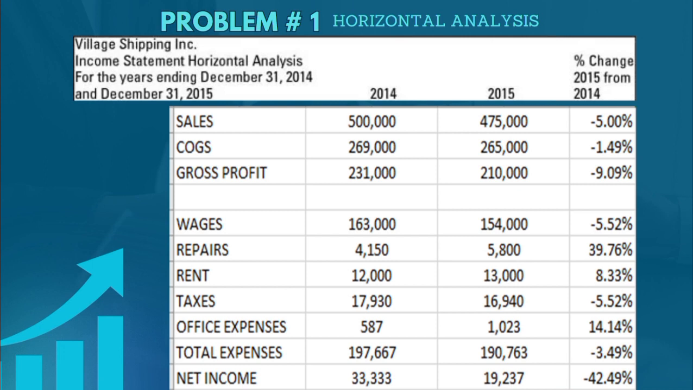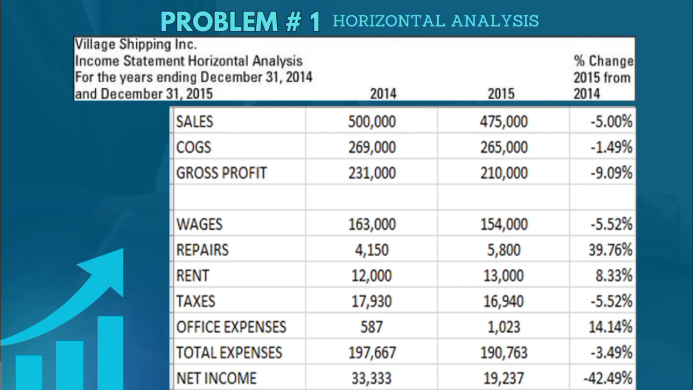This income statement consists of the sales, COGS, gross profit, wages, repairs, rent, taxes, office expenses, total expenses, and net income of Village Shipping Incorporation. They have 500,000 sales in 2014 and 475,000 in 2015. They have 269,000 of cost of goods sold and 265,000 for 2015. They have 231,000 gross profit in 2014 and 210,000 in 2015. They have 163,000 in wages in 2014 and 154,000 in 2015.